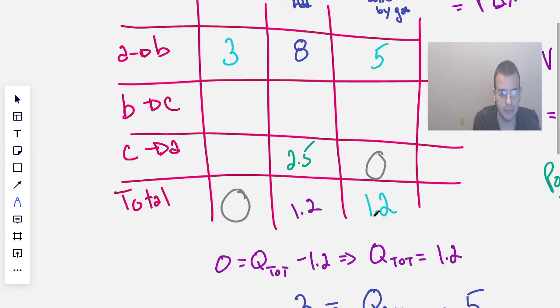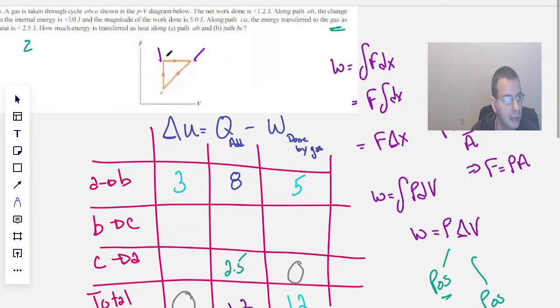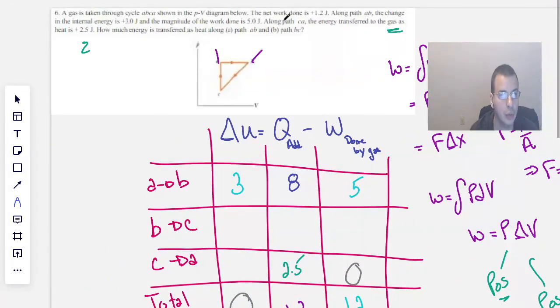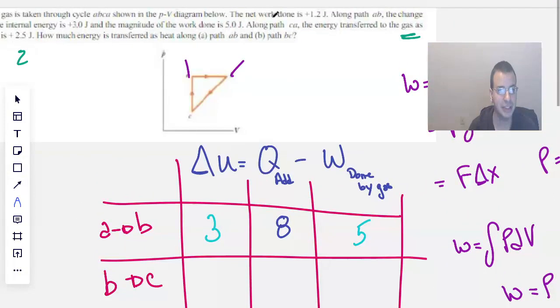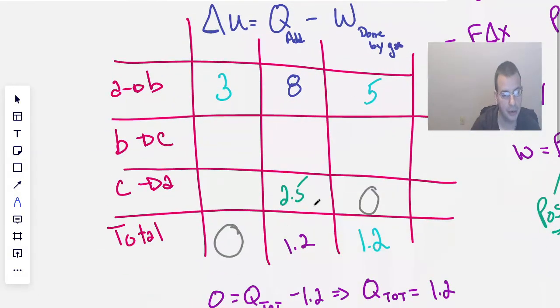1.2 plus minus 1.2 equals 0. I've got to check that real quick, make sure I got the number right. The net work done is 1.2. Yep. And specifically when it says net work done, that means net work done by the gas. All right, so now I've got 1.2 right there.